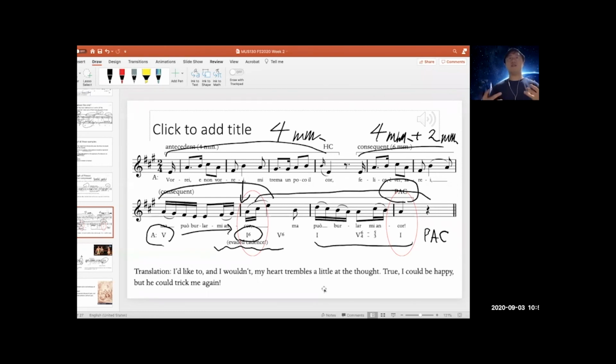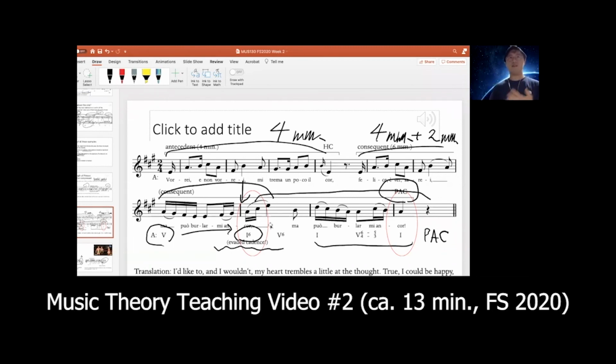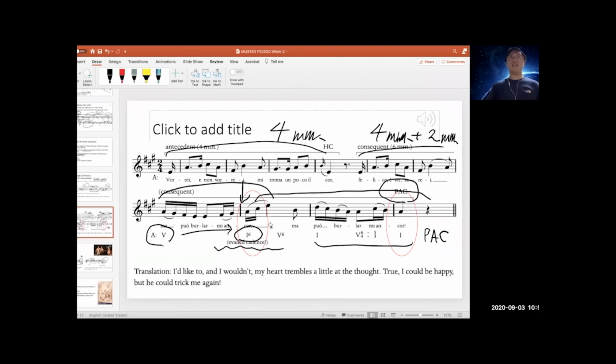And one nice detail done by Mozart is that the evaded cadence precisely matches the lyric that says, "I could be happy, but he could trick me again." So the evaded cadence precisely depicts her agitation. "Oh, I could be happy. Yeah, everything will be fine." No, he's a liar. No. But later, in the end of the duo, she's completely persuaded by Don Giovanni, unfortunately. But that's fine. He's punished in the end anyway.